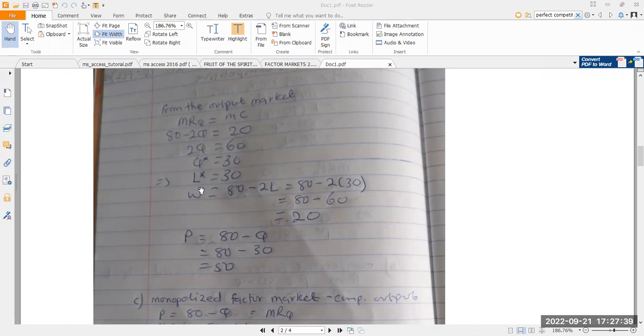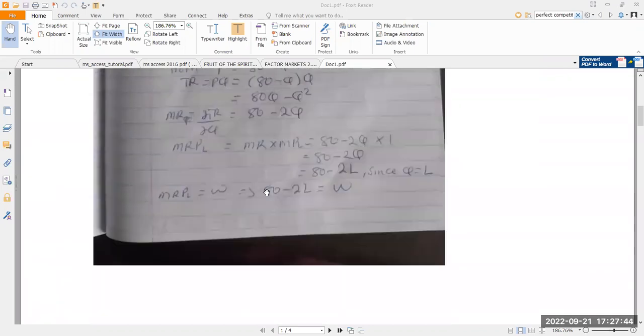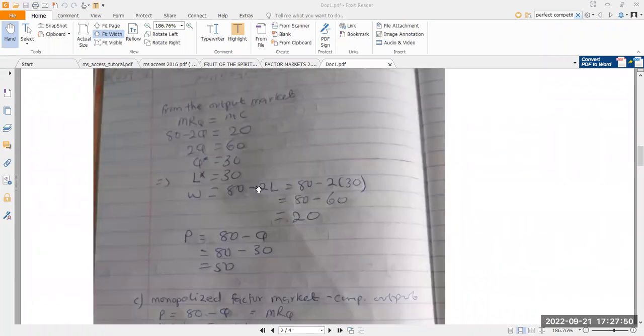Now we need to find the wage that will be paid in the input market. The wage from here is equal to 80 minus 2L. Now that we have L to be 30, the wage will be 80 minus 2 times 30, which gives us 20. So the output monopolist will go to the input market to hire 30 units of labor and produce only 30 units of output, unlike the competitive output firm that will hire 60 units of labor and produce 60 units of output.